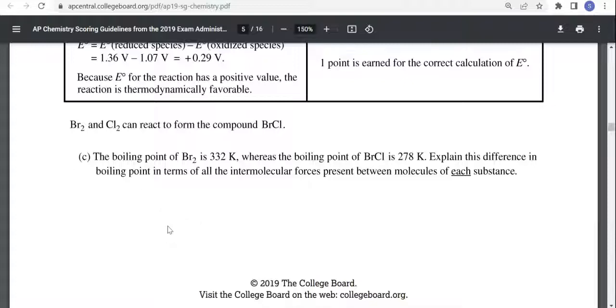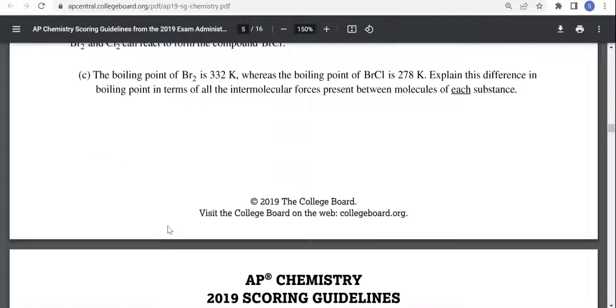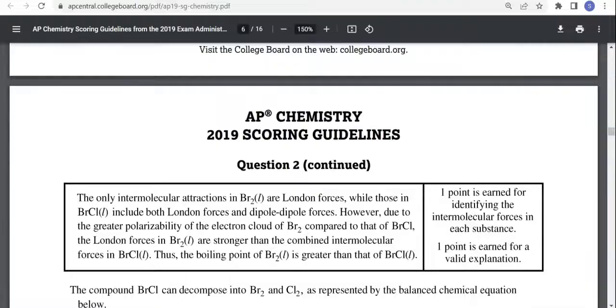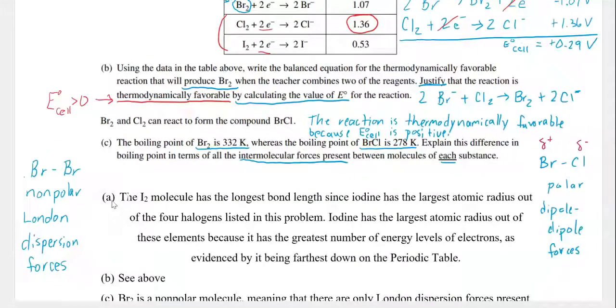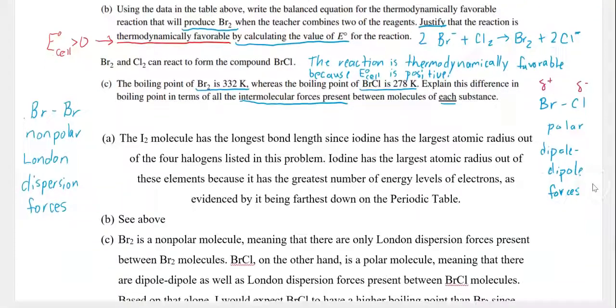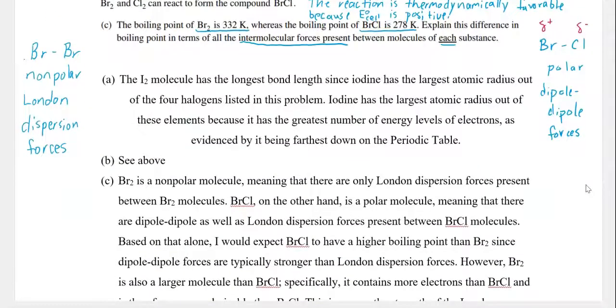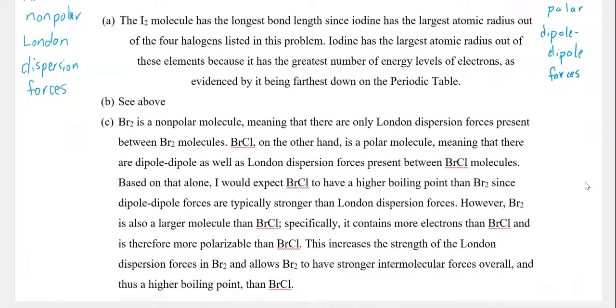Part C was about explaining why Br2 has a higher boiling point than BrCl in terms of intermolecular forces. And remember, we said that Br2 is nonpolar, whereas BrCl is polar. So based on that, you would actually expect BrCl to have a higher boiling point. But since Br2 is a larger molecule with more electrons, it is more polarizable, and that can allow it to actually have a higher boiling point despite being nonpolar.